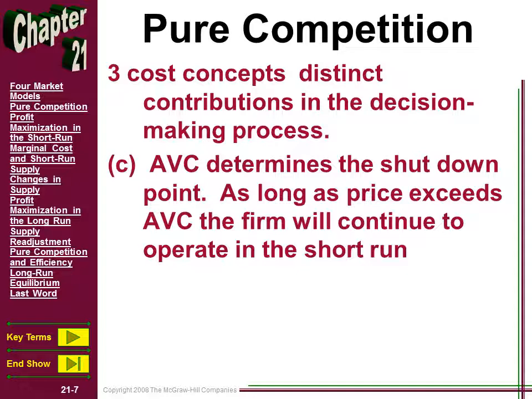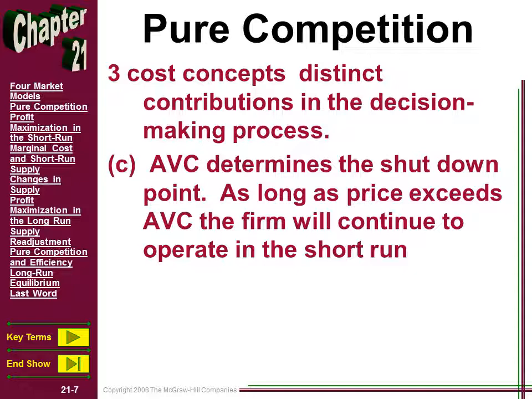We already know that if the firm should produce, they should produce the profit maximizing or loss minimizing level of output where MR equals MC. Wonderful. How do we know if the firm should produce? This last idea is vitally important.